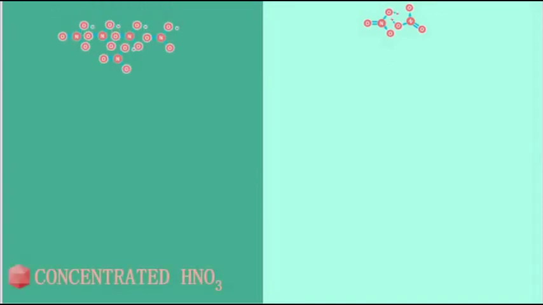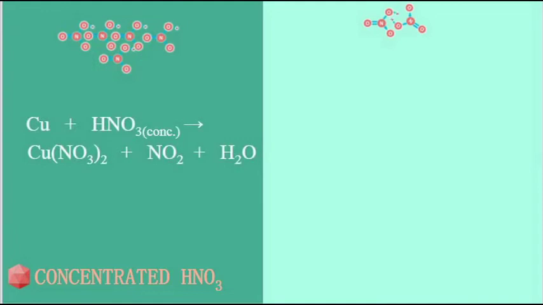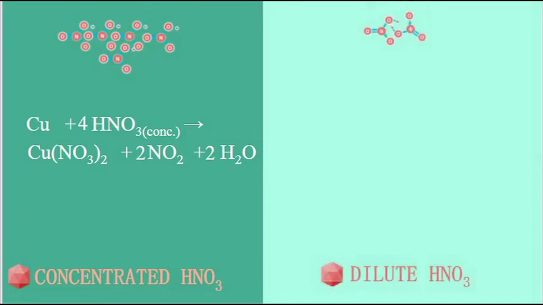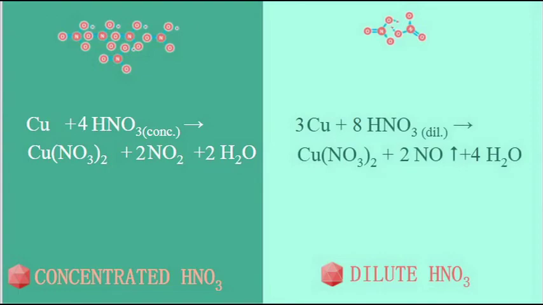From the video, we've seen a blue solution and a dark brown gas released. The solution is copper nitrate and the gas is nitrogen dioxide. So, we can conclude that when copper reacts with concentrated nitric acid, the reaction produces copper nitrate and nitrogen dioxide. The solution in the video is concentrated nitric acid. However, if that solution is more diluted, what we get is not nitrogen dioxide gas, but nitrogen monoxide gas.